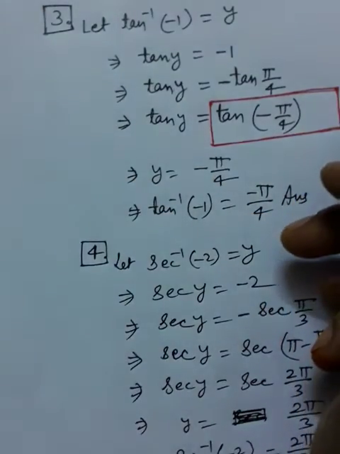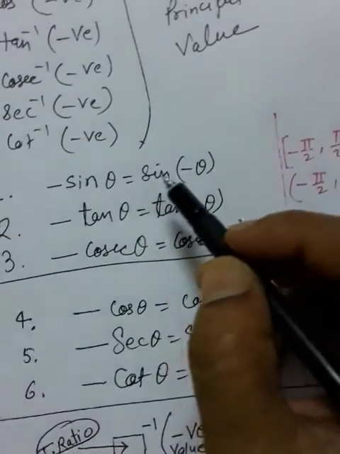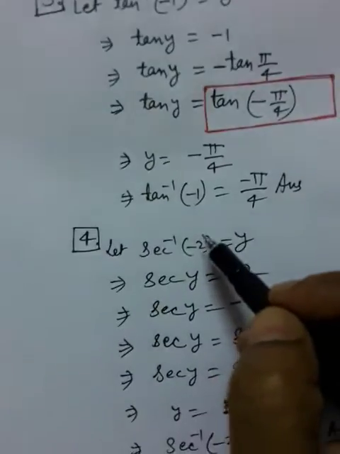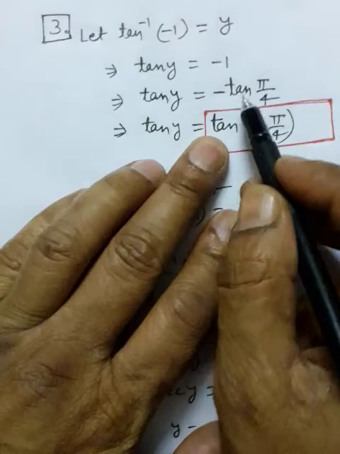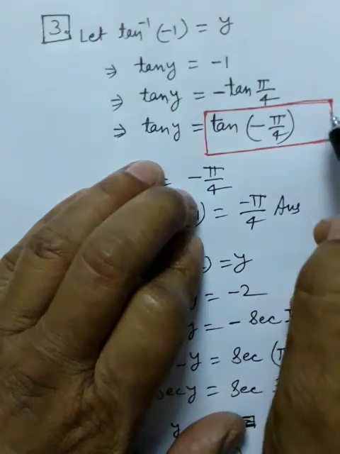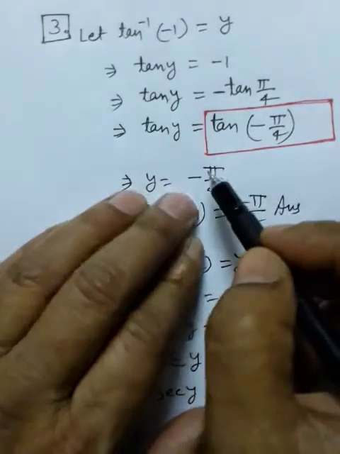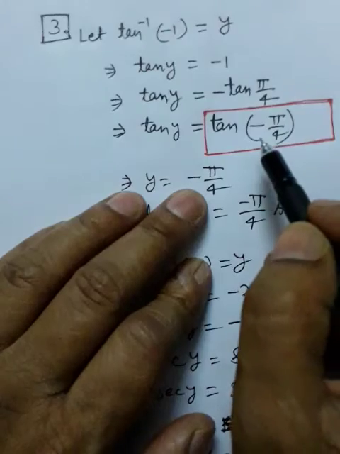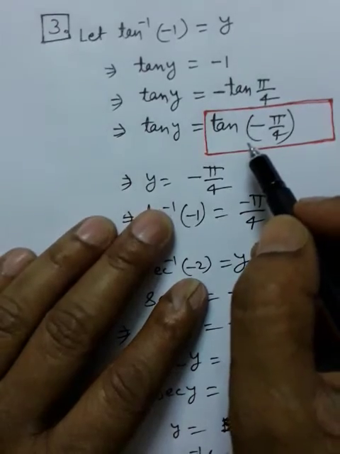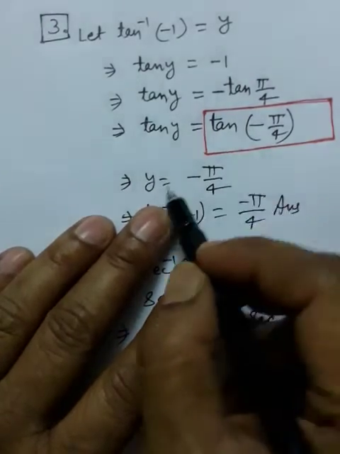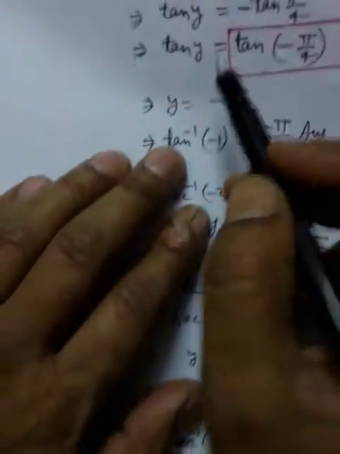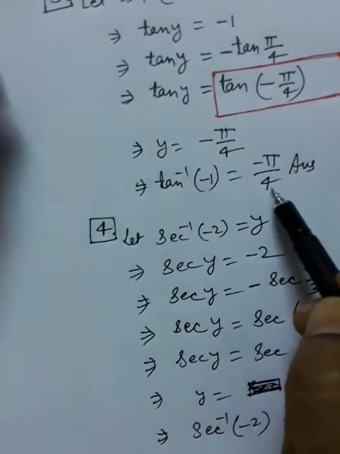Why have you written like this? See this, I told you. If it is minus tan theta, you have to put tan minus theta. So we have put here minus tan pi by 4 is equal to tan minus pi by 4. I have put all of these in red color rectangles in all questions, so that you must see here. Here only is the turning point in this question. Here you must be confident and feel it is very easy, then only you can solve. So y is equal to minus pi by 4, and y is nothing but tan inverse minus 1. So tan inverse minus 1 is equal to minus pi by 4.